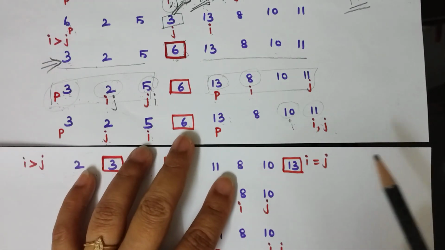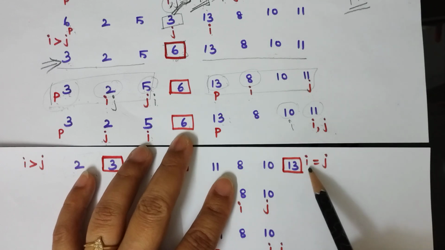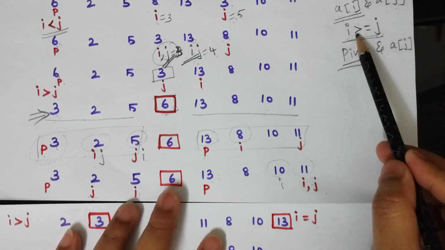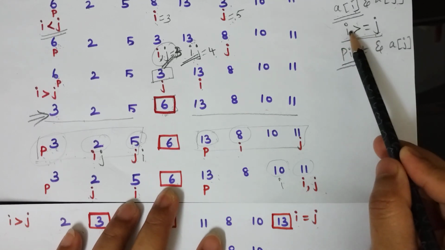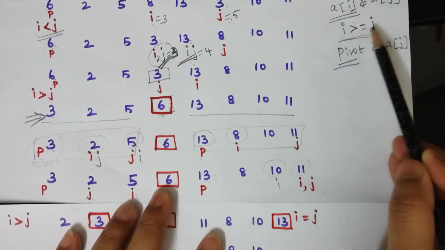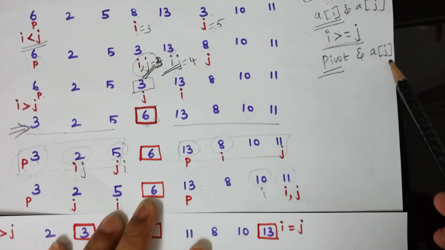In that case, you can see what the i value and the j value are. The i value is equal to j, which means this condition is becoming true now: i is greater than or equal to j. So in this, i is equal to j. What if i is equal to j? Again we need to swap the pivot element with a of j.